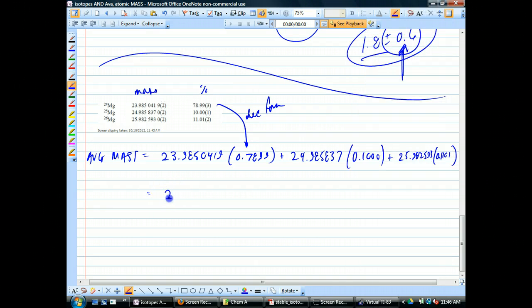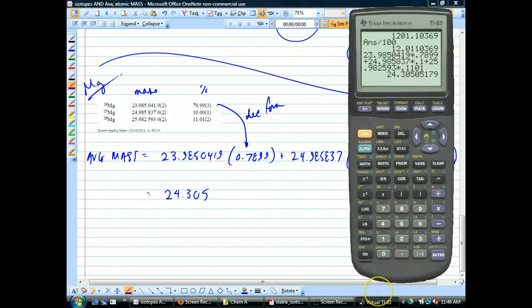24.305. Is that right? What's your periodic table say for magnesium? Let's see, did I get a 2 after that? No, I didn't. So we're off a little bit again, depending on what they use to make this table. It's 24.3050. Nailed it. But this one would actually round up to 24.305 at the end. Okay, so there you go.